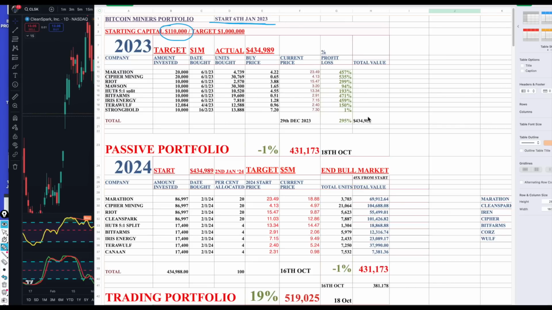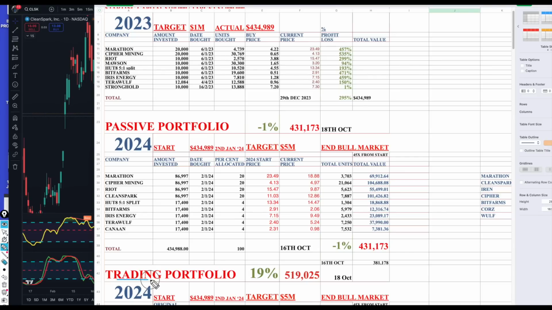And at the end of 2023, a year later, that had grown to $434,000. And we've used that money as a trading portfolio here. In the trading portfolio, what we've been doing is what we call ratio trades, which is basically moving between one miner and the other whenever the ratio charts between those miners give us that opportunity to do so. By doing that since January this year, we've managed to increase the trading portfolio further by 19%.